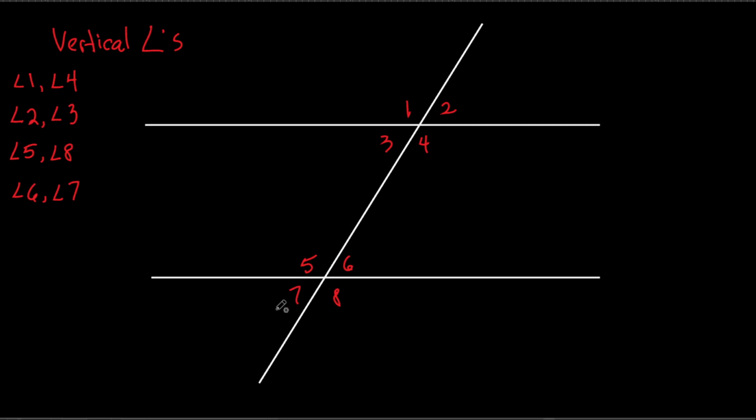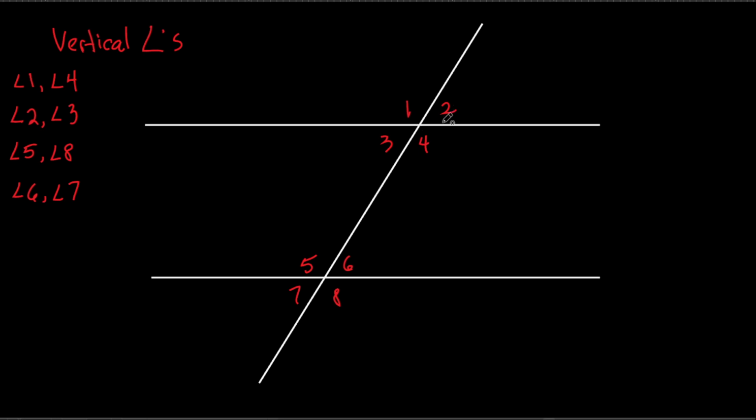6 and 7. See how they're across from each other right here? Okay? They're opposite each other. They're across. 5 and 8 are across from each other, right? 6 and 7. Everybody see it? 2 and 3, 1 and 4. They're some of the easiest angles to look at and determine that they're vertical angles, okay?